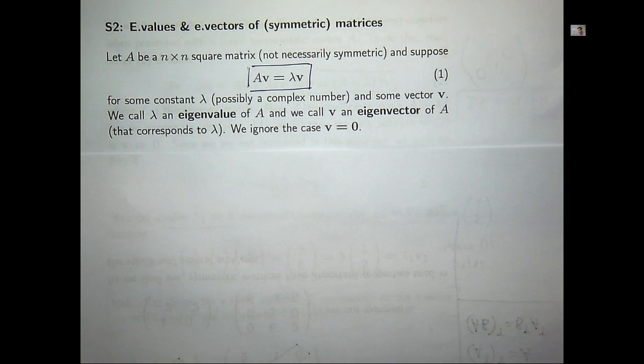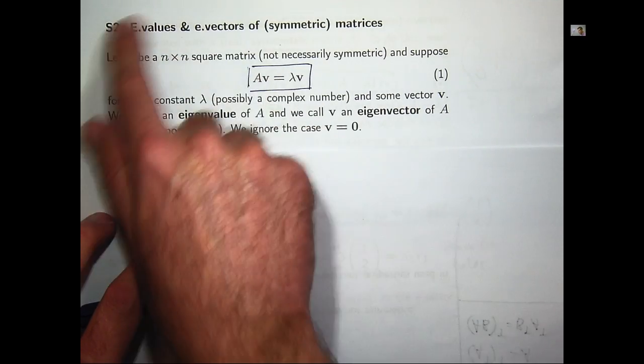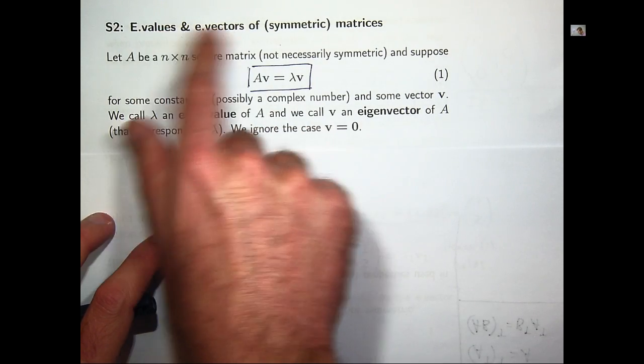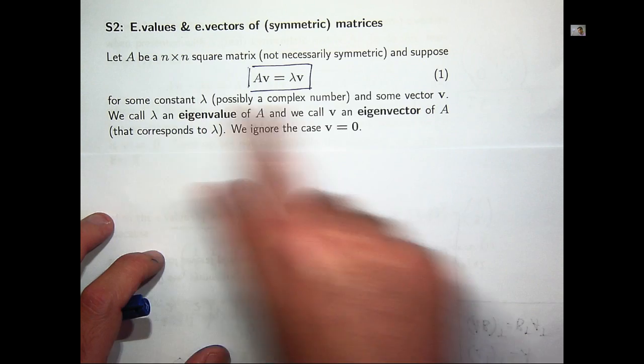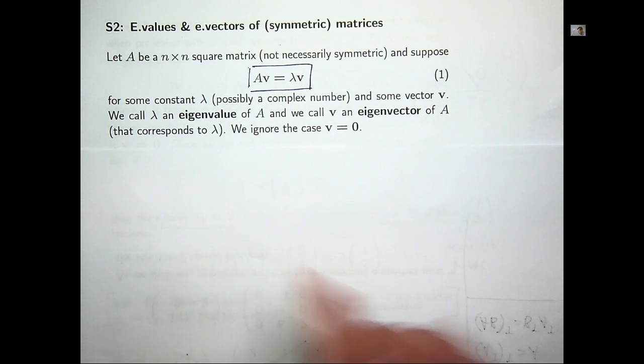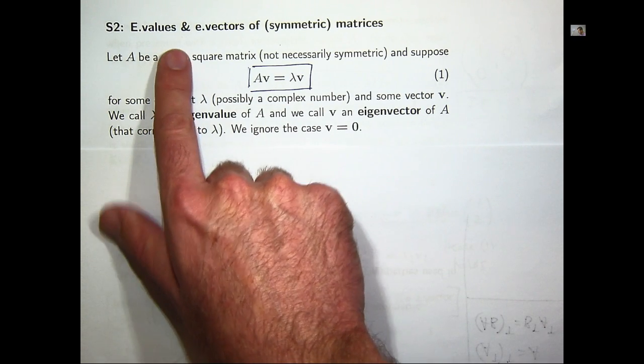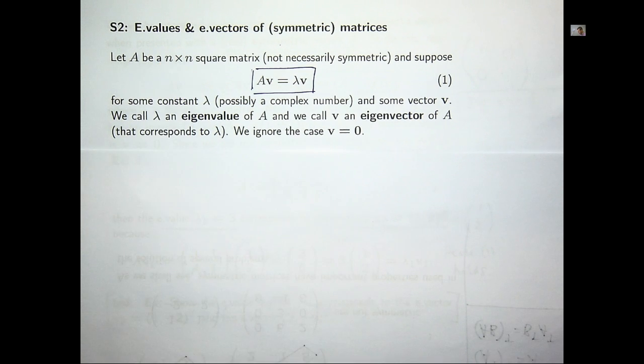Okay, so when I write E values and E vectors, I mean eigenvalues and eigenvectors. Now, for the first part here, we will be interested in calculating these things for symmetric matrices, but let's just put a general definition down first. Suppose A is a square matrix. Here I've got n by n. That's probably not necessary.